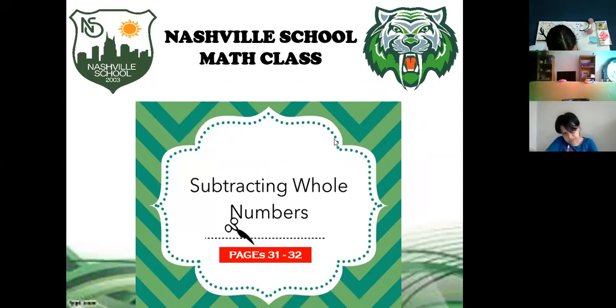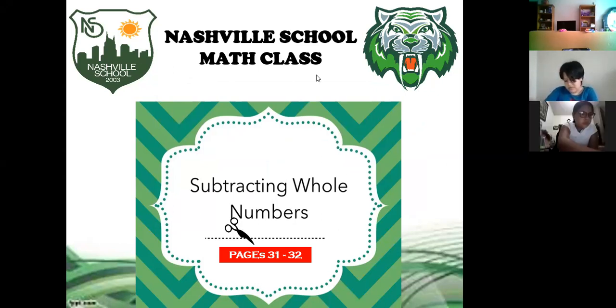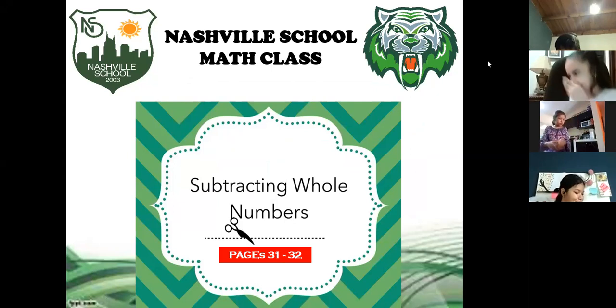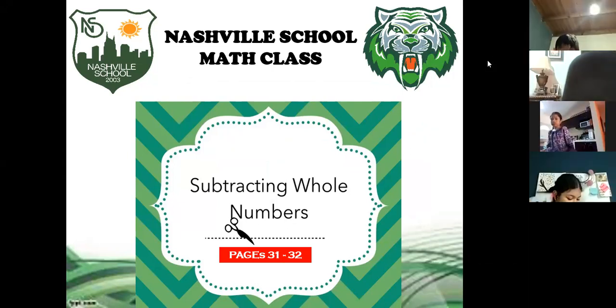Okay, everybody open your book, page number 31 and 32. We're going to work on those two pages today. The topic is subtracting whole numbers. If you remember in the first partial, we added whole numbers. Now we're going to subtract. It's the same as the addition, but now we are subtracting.